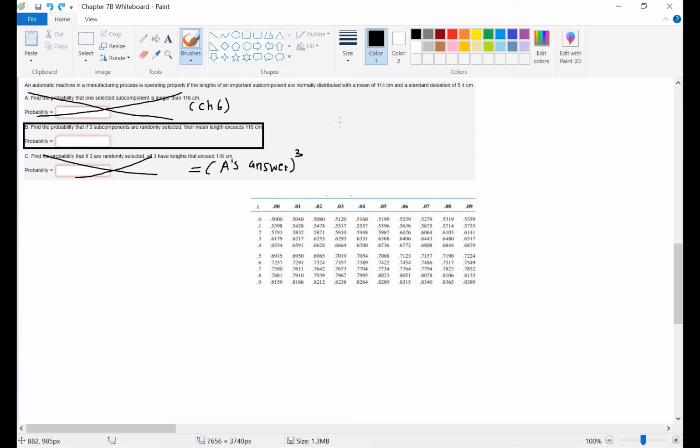And so the question they're asking us is, let's say we pick 3 of them. What's the chance that their mean is over 116? You cannot use chapter 6. You can't use chapter 5 because now we're dealing with a mean and our sample size is more than 1. Here's how we're going to approach it. So in this case, our sample size is 3.